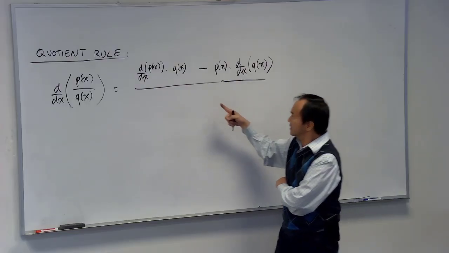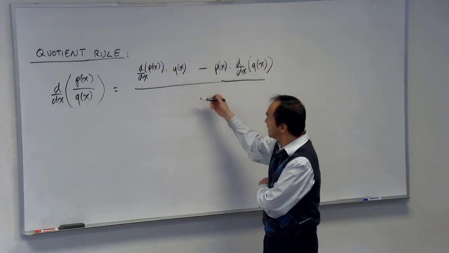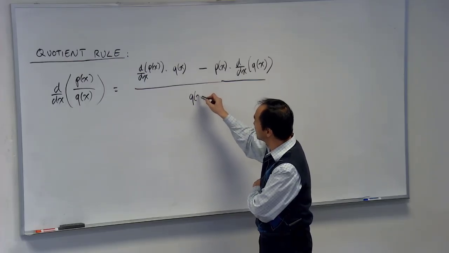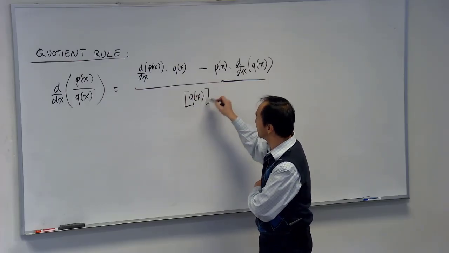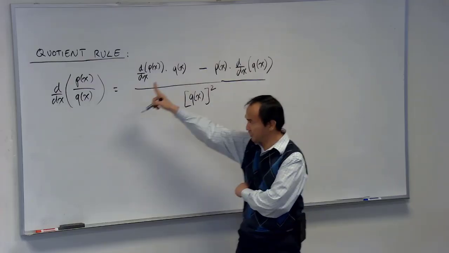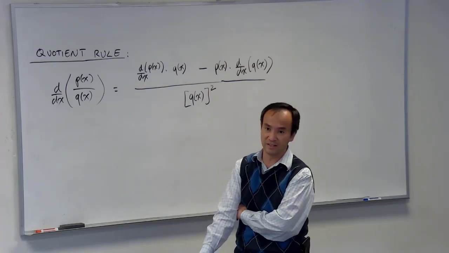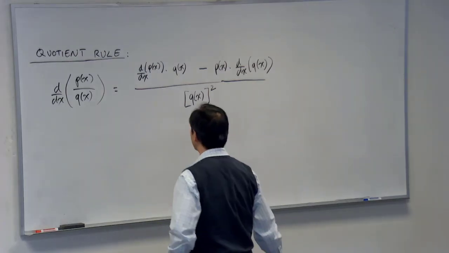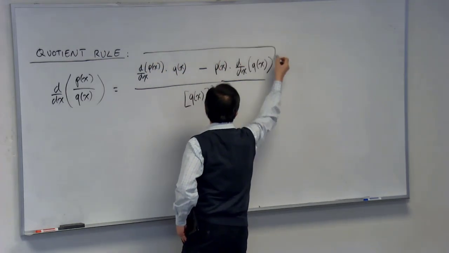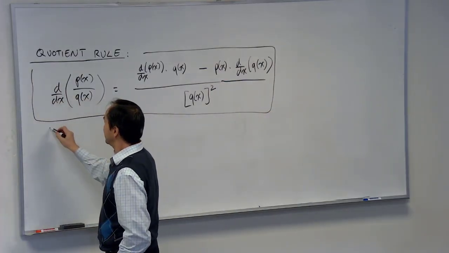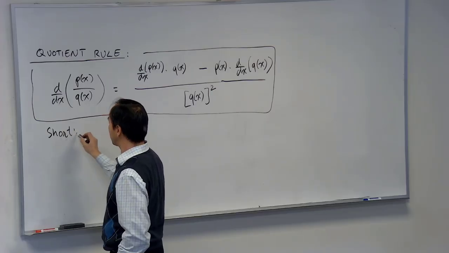But then that difference here is not enough. We need to divide. So that's part of the quotient rule here. We need to divide by q of x squared here. Okay? The function in the denominator, we need to square that, put that in the denominator of our derivative, and that completes our quotient rule. Okay, so this is the big formal form right here. And then it gets a little shorter for convenience.